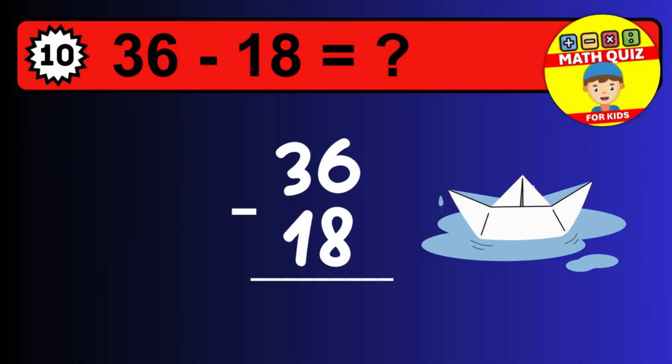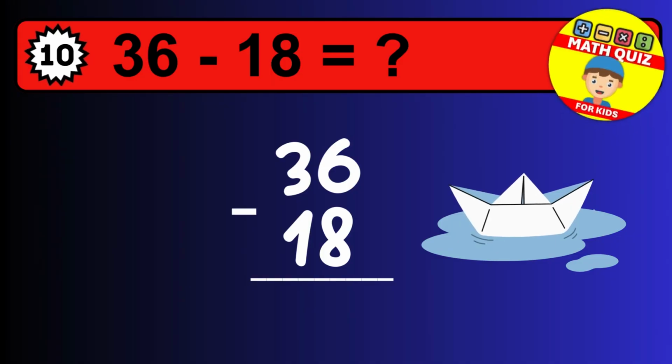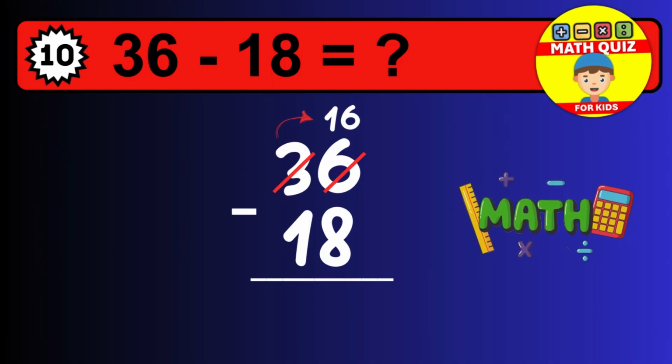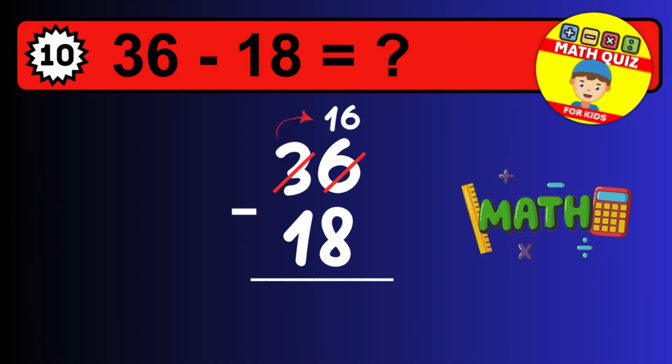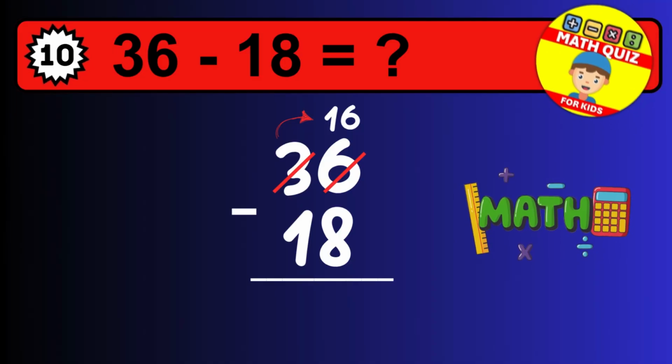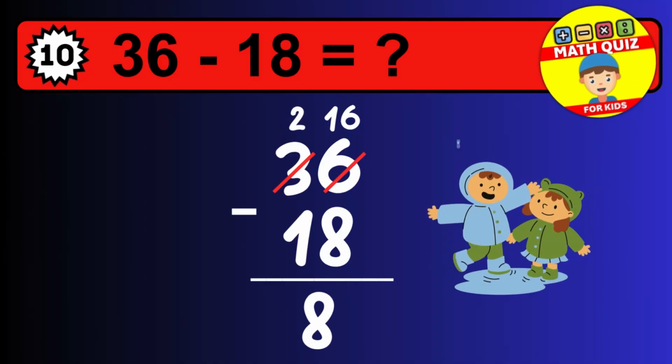Let's solve this step by step. We start with the units. 6 minus 8 is not possible, so we need to regroup. We take one 10 from the tens column. Now we have 2 tens, and the units become 16.